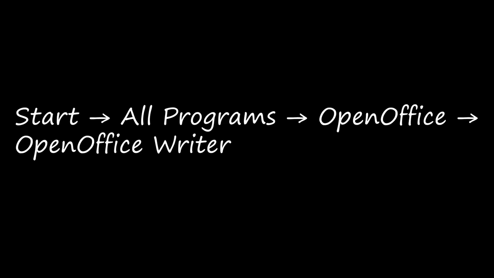Or in the older versions, it will be Start, then you have to go to All Programs. When you click on Start, a dialog box will be displayed with many options. From there you can select All Programs. Inside All Programs, Open Office will be there. Inside Open Office you will have Open Office Writer. So you can select Open Office Writer from there, and then a Star Center screen will sometimes appear.